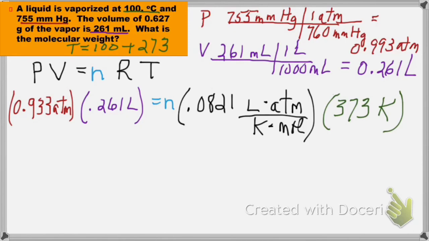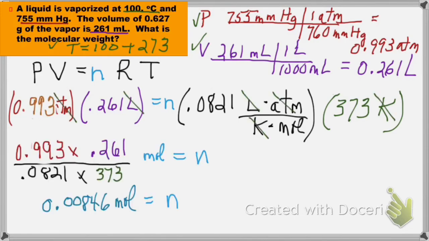So we would have to change our pressure to atmospheres. We would have to change our volume to liters. We're solving for n. We have our value of R, and we had to change our temperature to Kelvin. Now it's simply simplifying the algebra. And oops, I have a mistake. It should be 0.993 atmospheres.